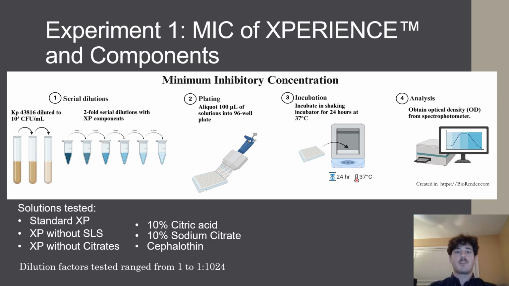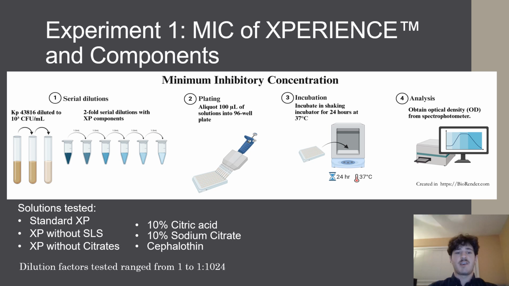The first experiment conducted in the study was to find the MIC of XPERIENCE and its components, where MIC stands for the minimum inhibitory concentration. That means that we were trying to find the lowest concentration that inhibited bacterial growth. We did this by doing a two-fold serial dilution, and then we plated each of these dilutions into a 96 well plate. Then we added the bacterial species Klebsiella pneumoniae 43816 and incubated it at 37 degrees Celsius for 24 hours. We then obtained the optical density to quantify bacterial growth.